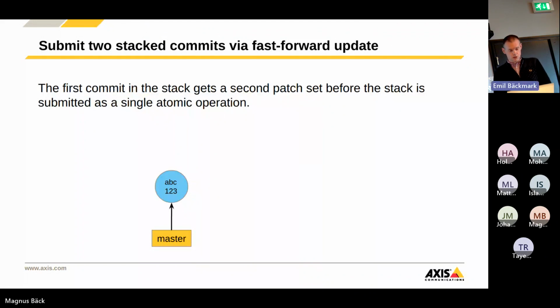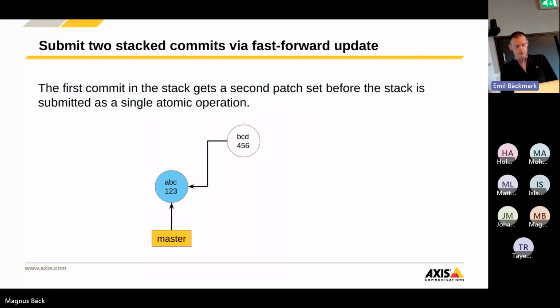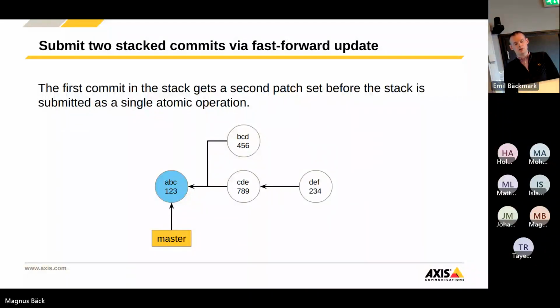So we have the ABC123 commit. Oh yes, and that's actually a little that makes it slightly less trivial. So the first commit in the stack gets one revision first. So we make the BCD456, but it's superseded by the CD789. And we prepare the DEF234.